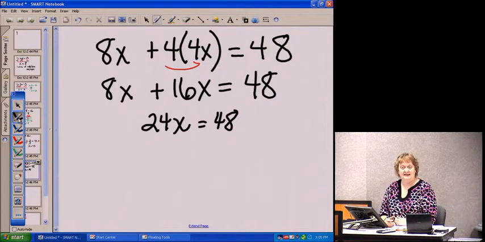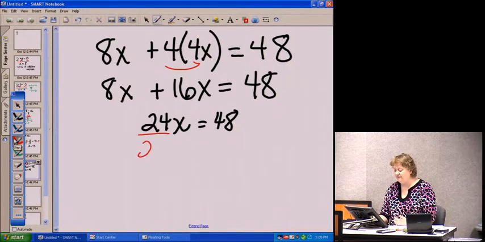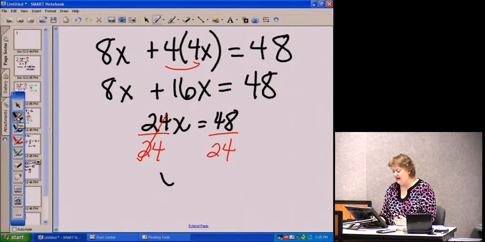To get the x by itself, since it's 24 times x, we want to divide both sides by the 24. Notice as we do this that we don't put the x on the bottom. We're not trying to get rid of the x. We're trying to divide and get rid of the 24. 24 divided by 24 gives me 1. 1 times x gives me x, and 48 divided by 24 gives me 2.